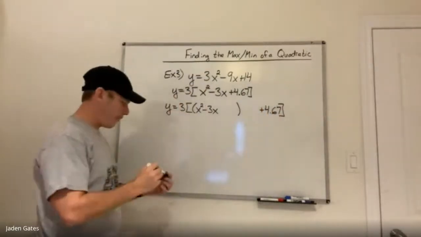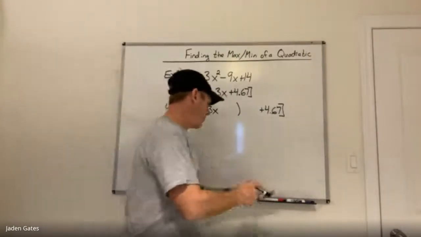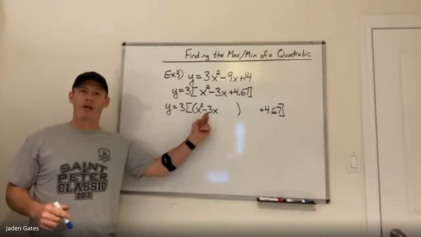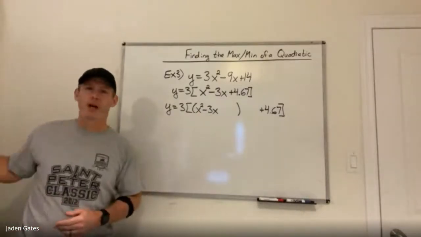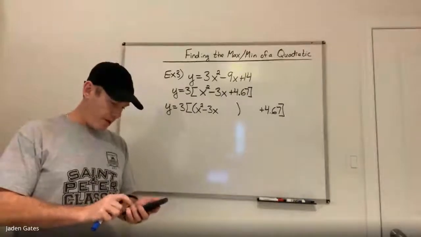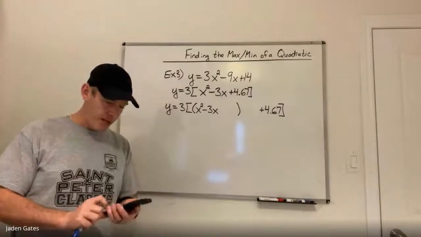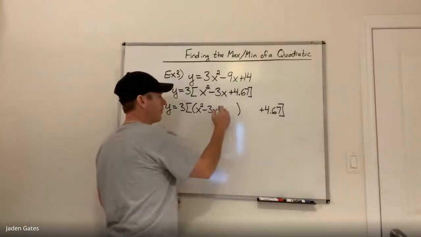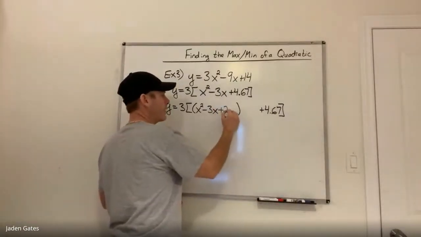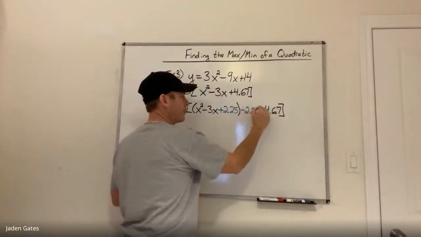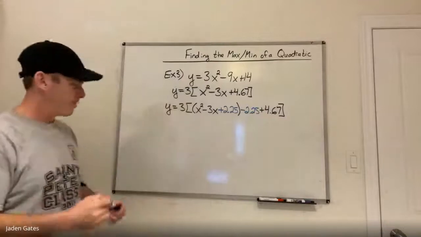Now, I do have to find my magic number that I need. Again, I take half of my -3 here, cut it in half, so that's -1.5, and then I square it. So I'm going to have -1.5 times -1.5. Negative times negative gives you positive, and it's going to be positive 2.25. Again, balancing it out, I have a minus 2.25 outside the round brackets.